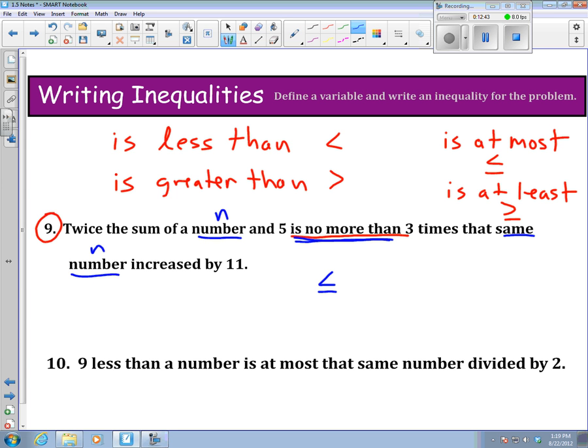So the first part, twice the sum. When you say twice the sum, you're going to multiply 2 times a sum. So we're going to put that in parentheses. Twice the sum of what? A number n and 5. 2 times (n plus 5) is no more than 3 times that same number increased by 11. 3 times that same number, so it's going to be 3 times n increased by 11. And there's our inequality. I'm going to let you guys try number 10.